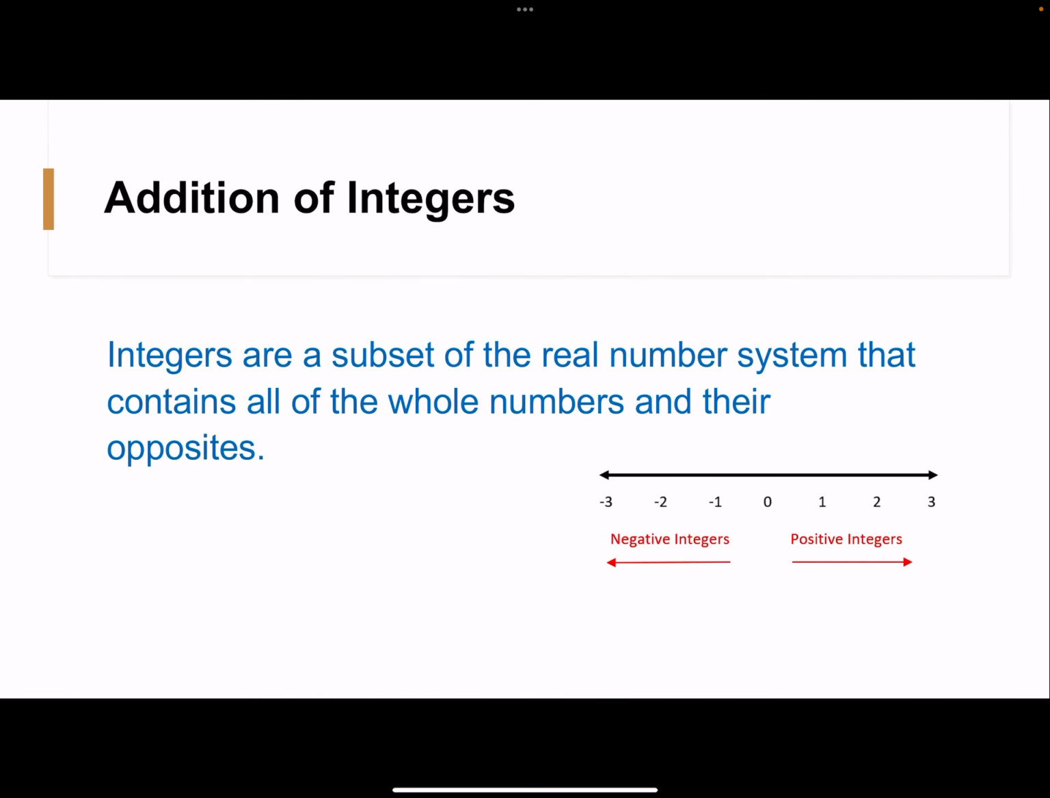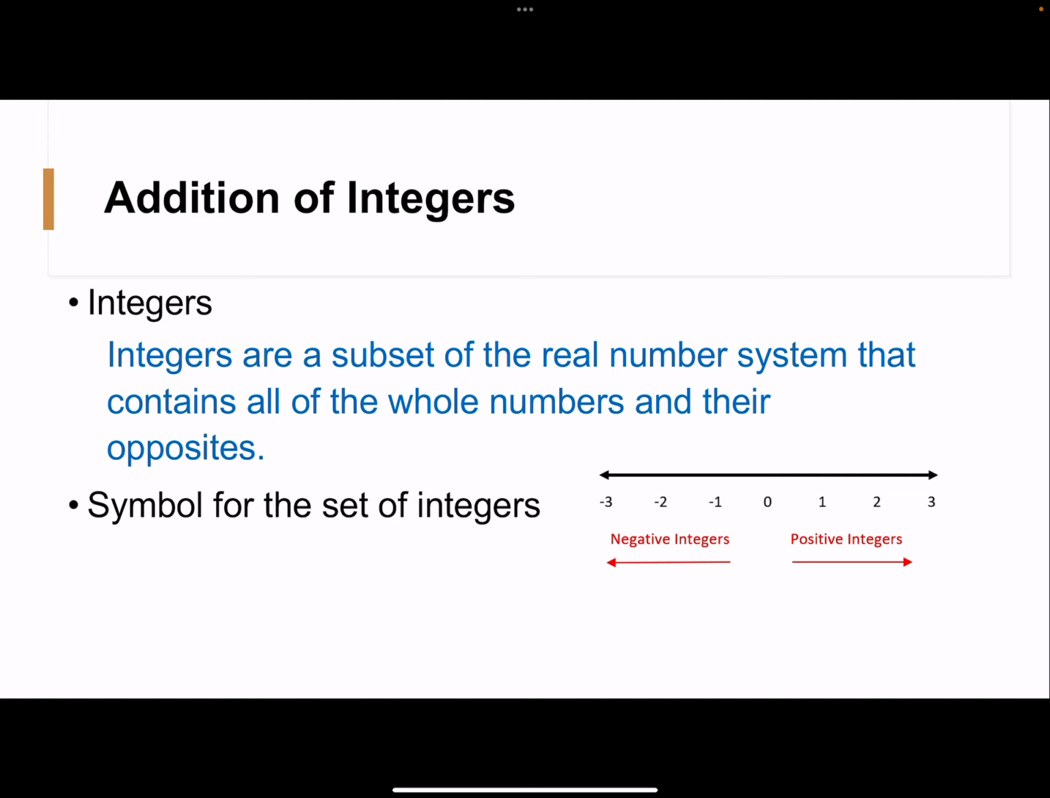First of all, I would like to define what integers are. Integers is a subset of the real number system, and it contains all of the whole numbers and their opposites. Integers are whole numbers 0, 1, 2, 3, 4, 5, and etc., and all their opposites. So -1, -2, -3. And you can see from the drawing that I've presented here, it includes the positive integers, the negative integers, and 0.